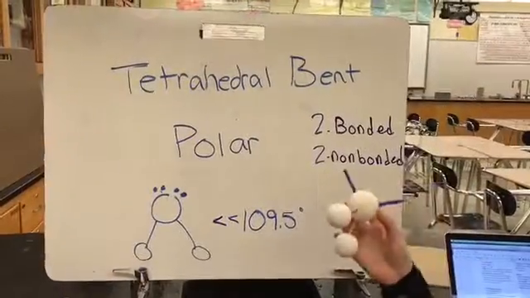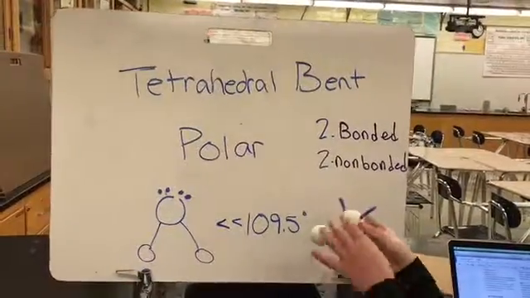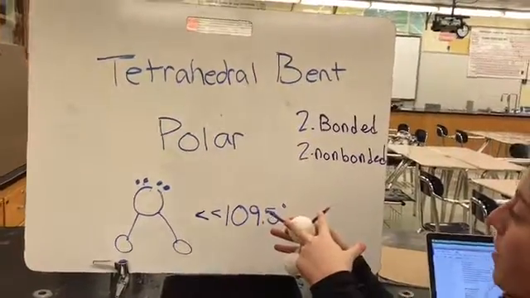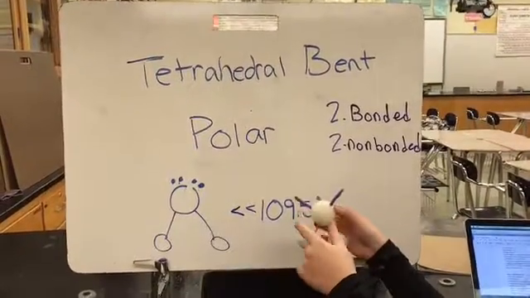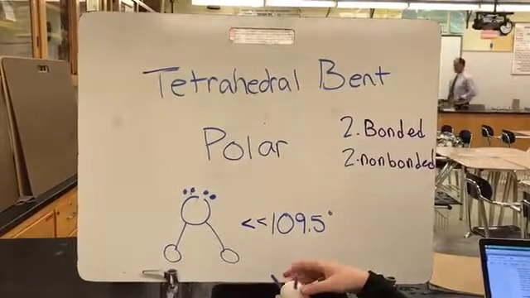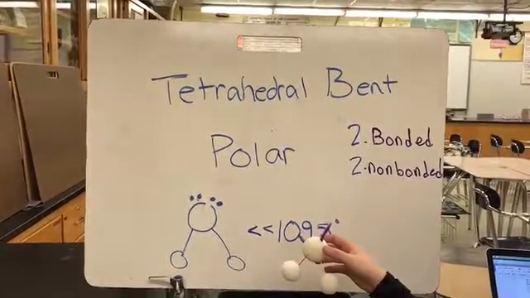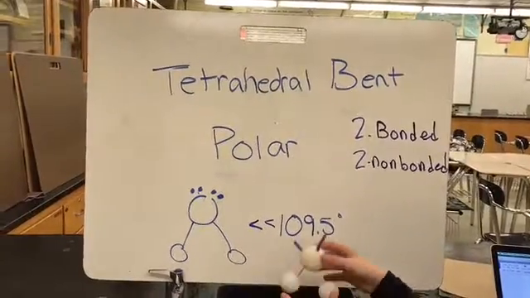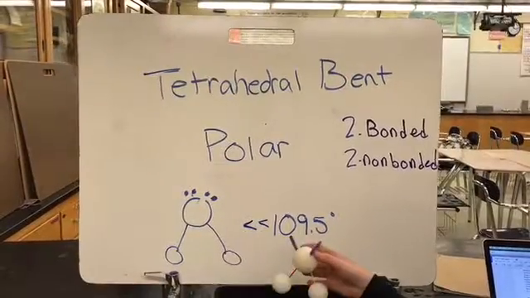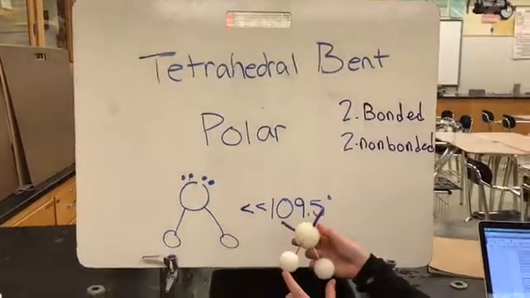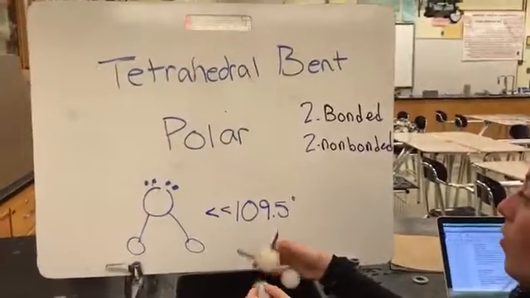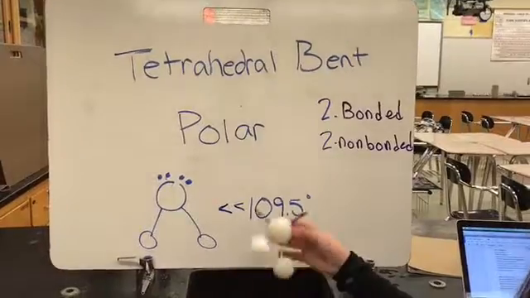Okay, so the next shape is the tetrahedral bent molecular geometry. It has 2 bonded electrons and 2 non-bonded electrons. The bond angles are all less than 109.5 degrees. The electrons form a bend in the tetrahedral shape of the molecule, like so. And it is polar because the charges from the bonded electrons will meet at the bottom, and the 2 non-bonded electrons won't affect the polarity.